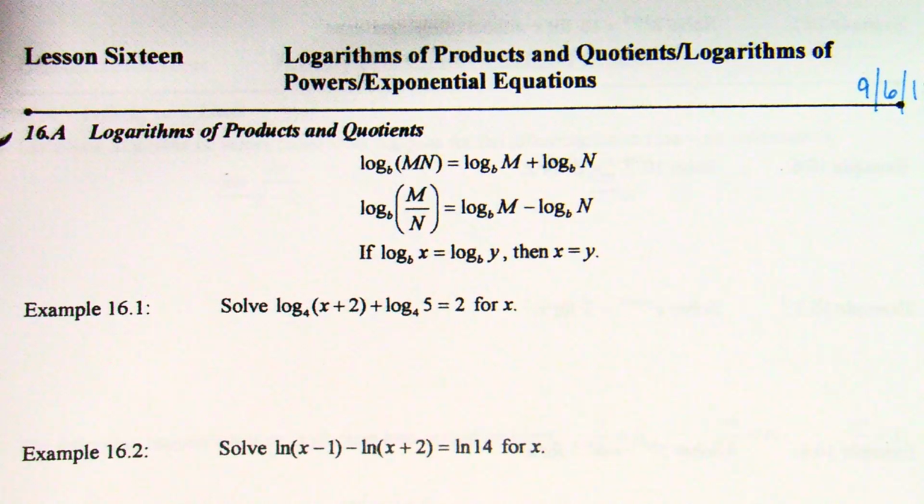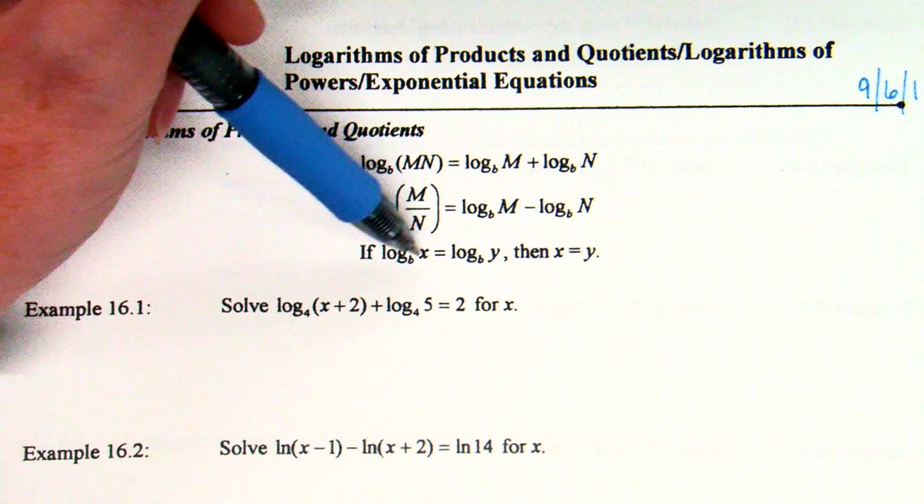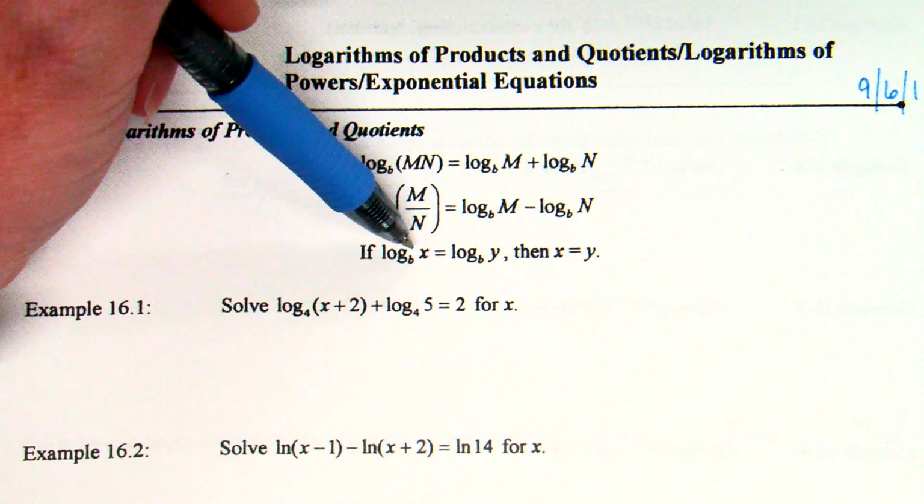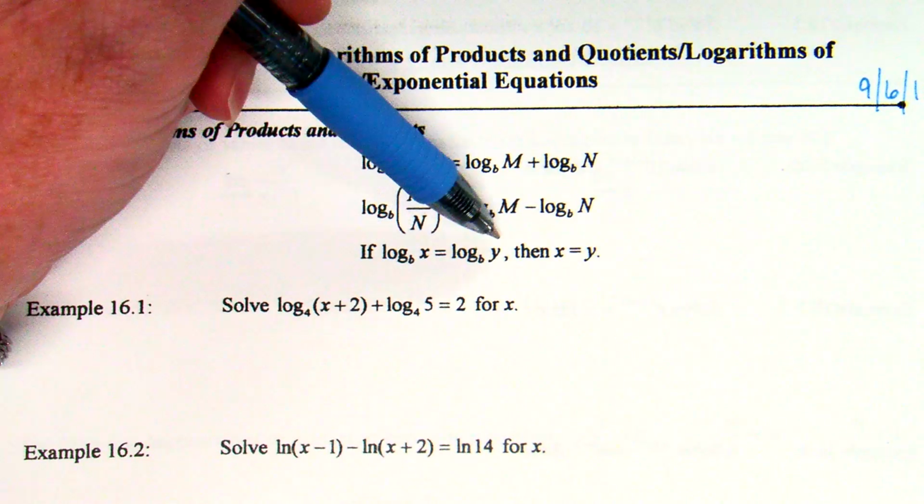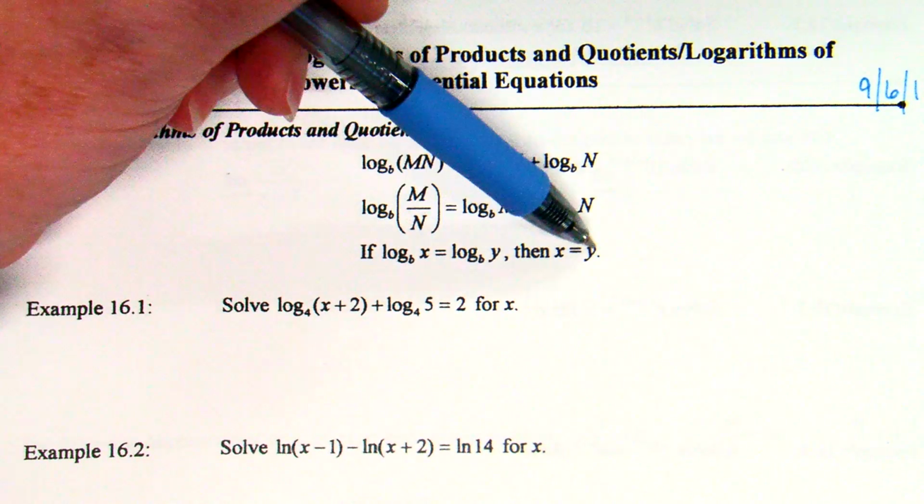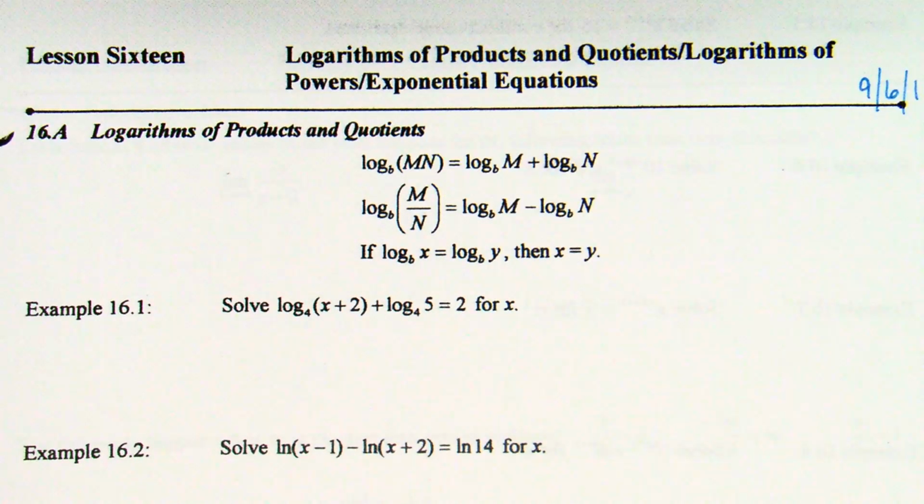And then if you have two logs that are equal to each other and their bases are the same, then the insides have to be equal. So log base b of x equals log base b of y. Well then, by process of elimination, we know x has to equal y. So if you recall, we can use those tools to solve log equations, or to help us. So let's look at example 1. Log base 4 of x plus 2 plus log base 4 of 5 equals 2, and we're solving this for x.